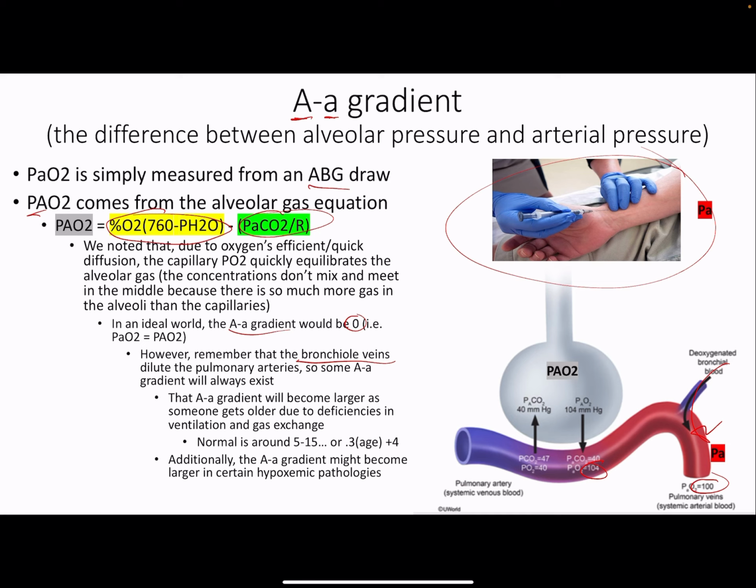So the gradient for a normal young healthy person is 5 to 15. If a 15-year-old comes in and their AA gradient is like 25, they probably have some underlying pathology. If somebody is 70 and they come in and their AA gradient is 25, maybe that's, obviously it stings, getting old arguably is a disease, but they don't have some underlying pathology. I'm not worried that they're suffering from a pulmonary embolism or something like that. The formula to calculate the AA gradient is, there's a couple, but 0.3 times the age plus 4.